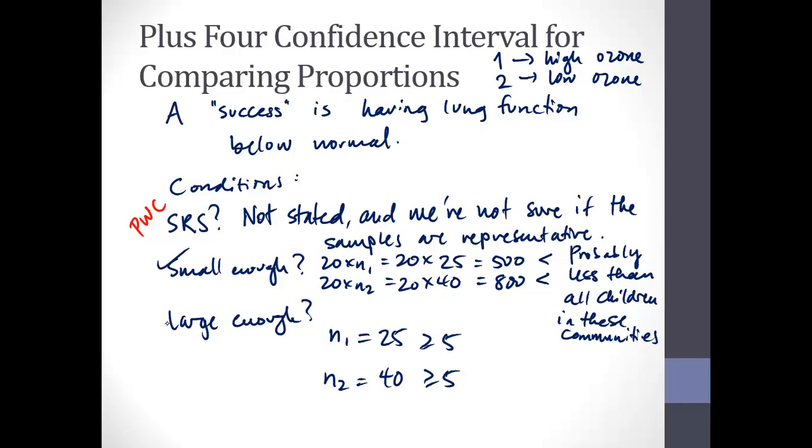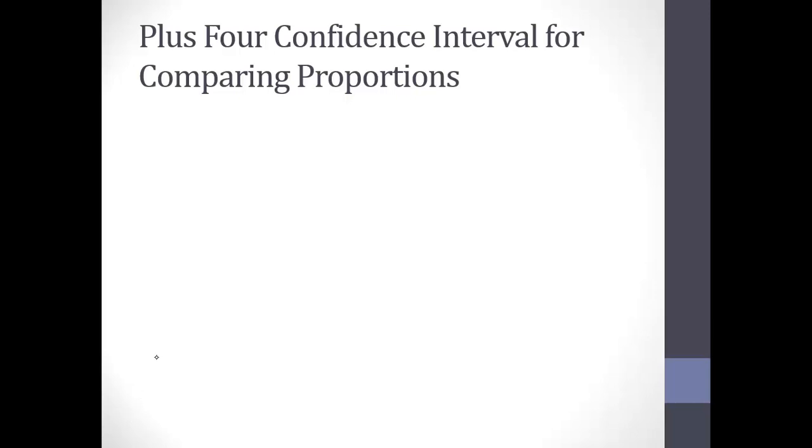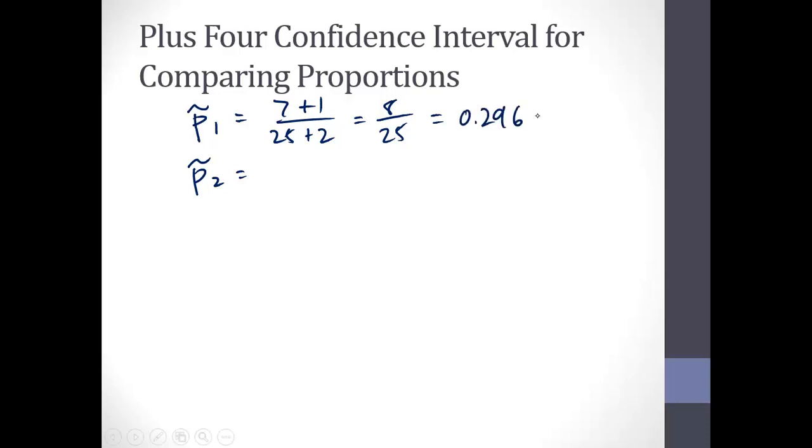Okay, so again, our small enough condition and large enough condition are both fine. Random sample, maybe not, but let's see what we can do with this. Let's first calculate our p tilde 1 and our p tilde 2. In the first group we had 7 children with below normal, plus 1, divided by 25 plus 2. So 8 over 25 is our new proportion, which is 0.296. In the second group we had 6 successes plus 1 over 40 plus 2. That's 7 out of 42, which is 0.167.